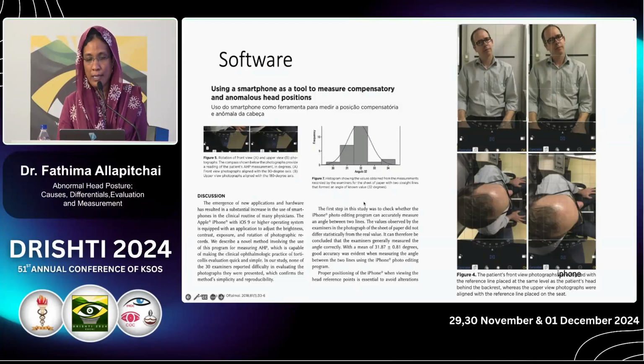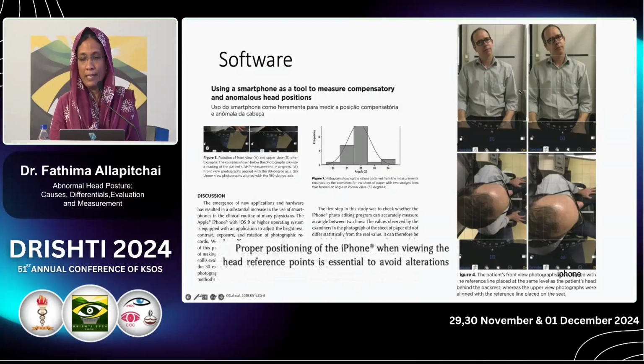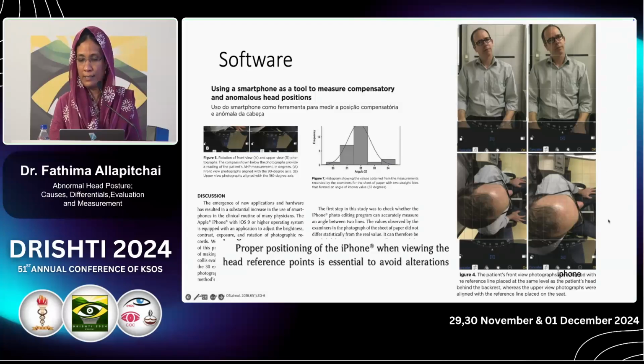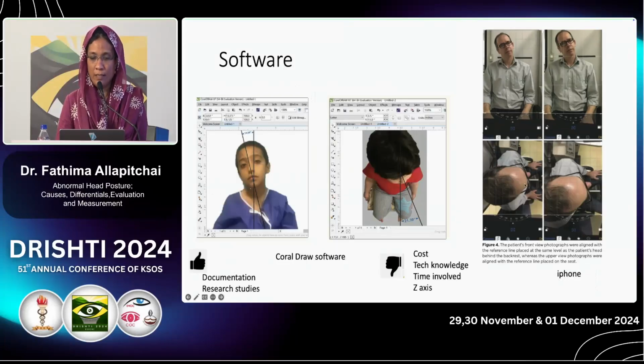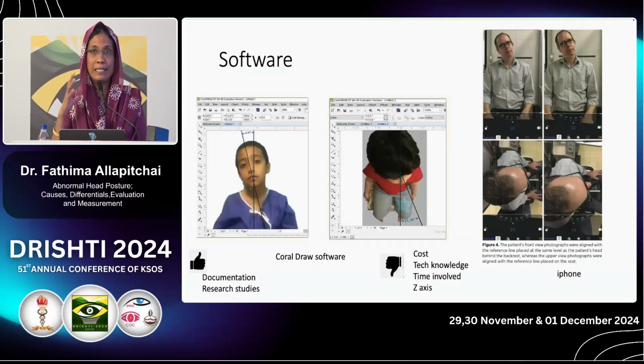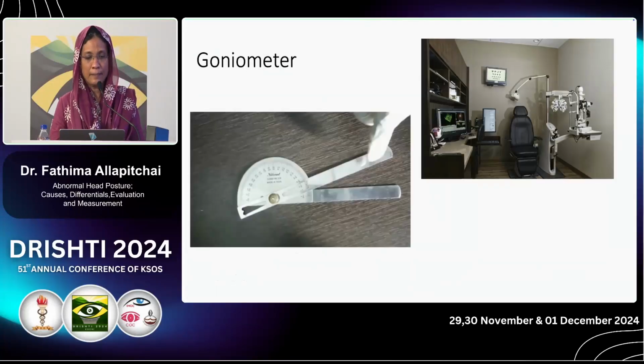There is a smartphone application by iPhone, where they have this landmark here. And here also, on the seating, there is a line, but our patient's outfit will not match this seating, right? Saris and dhotis. Also another drawback is that proper positioning of the iPhone is essential. And not only the iPhone, other software is also available. They are very good for documentation and for research studies. But the drawbacks would be the cost involved, the technological knowledge needed and the time involved, and moreover they don't talk about the chin up-down measurement, the Z-axis measurement.